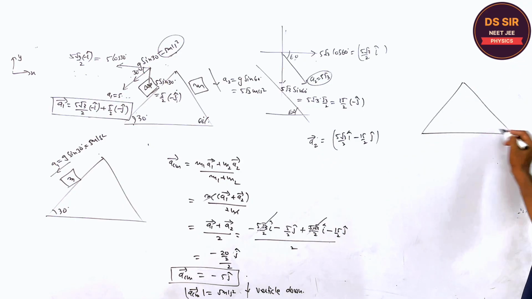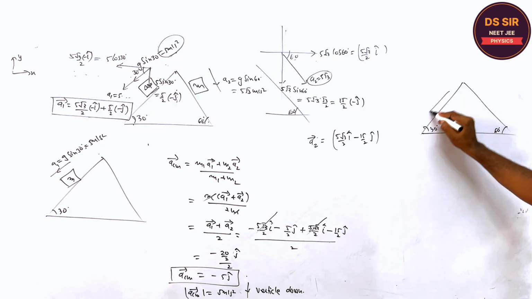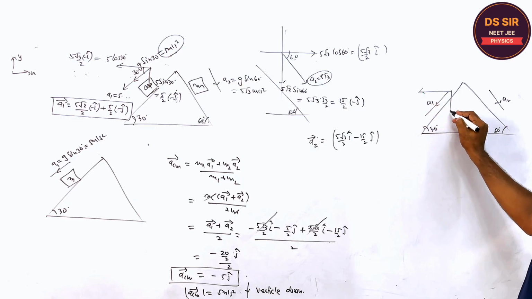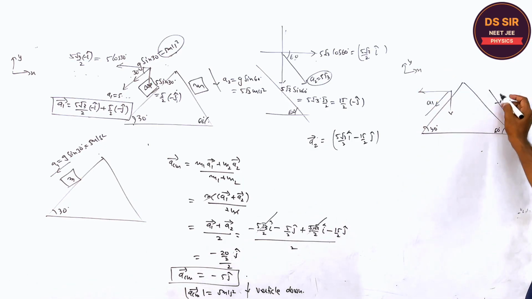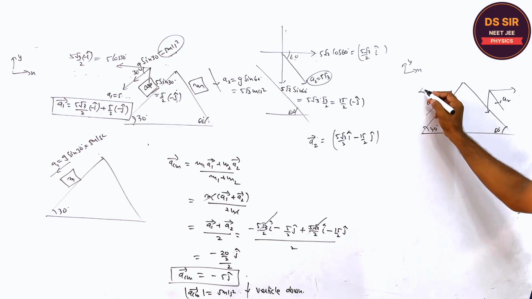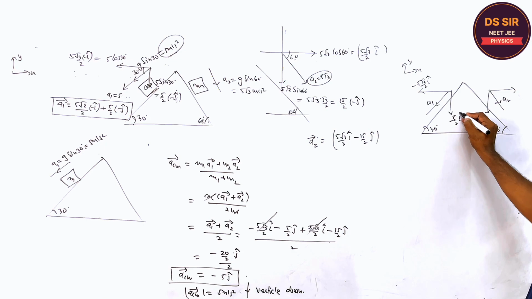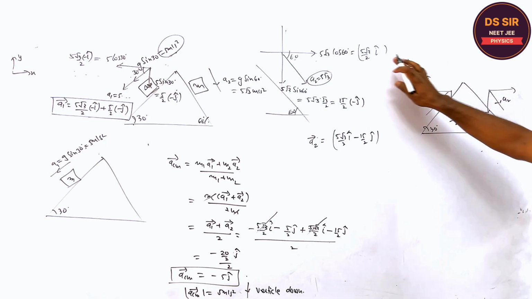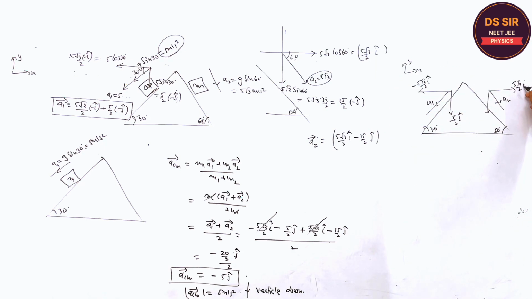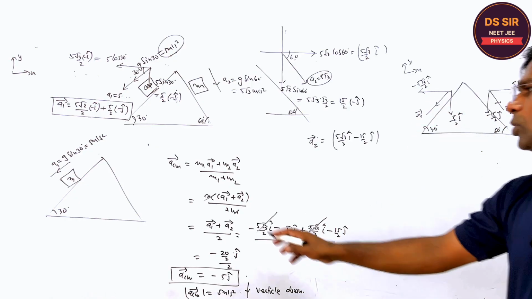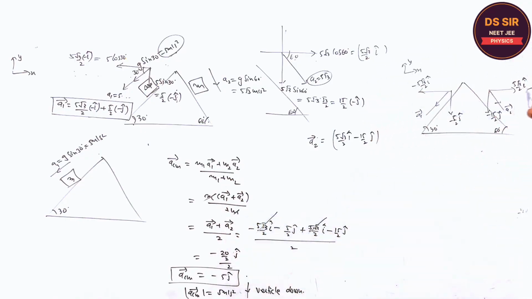The thing is that if this is 30 degree, this is 60 degree, you have to find A1, you have to find A2, then you assume this is the x and y axis. So this component is minus 5 root 3 by 2 i cap, this is minus 5 by 2 j cap, right? This component is 5 root 3 by 2 i cap, this component is minus 15 by 2 j cap. So you can write the A1 vector, you can write the A2 vector. Then put in this, M1 and M2 both are same, and you can get the answer.